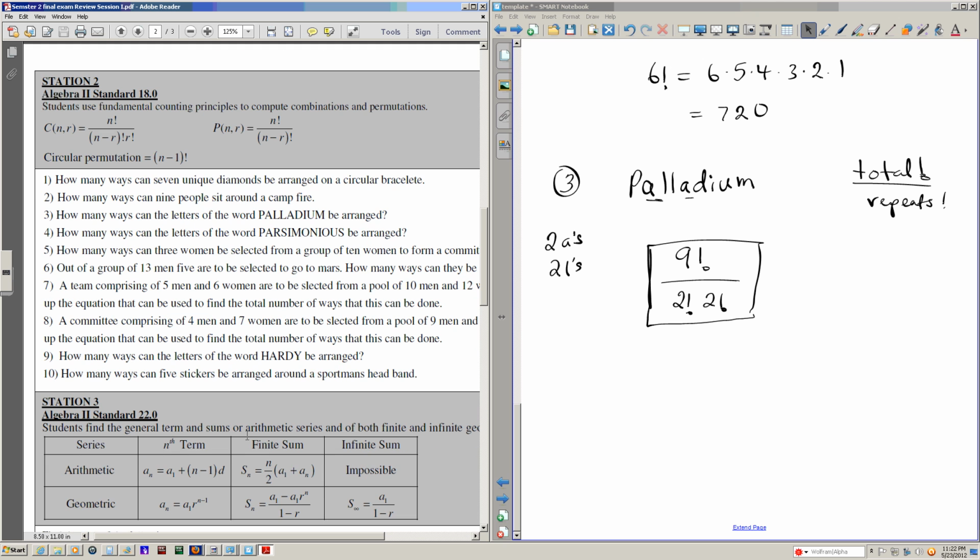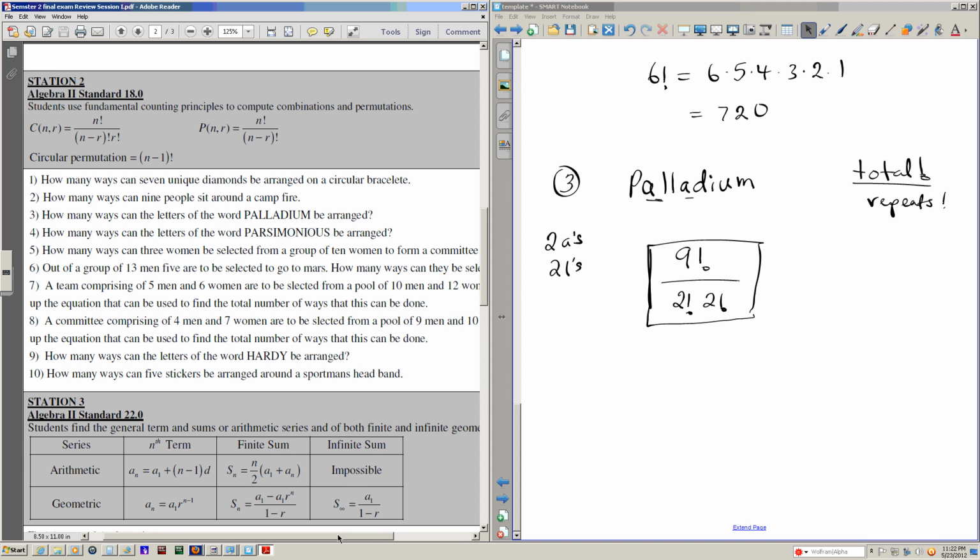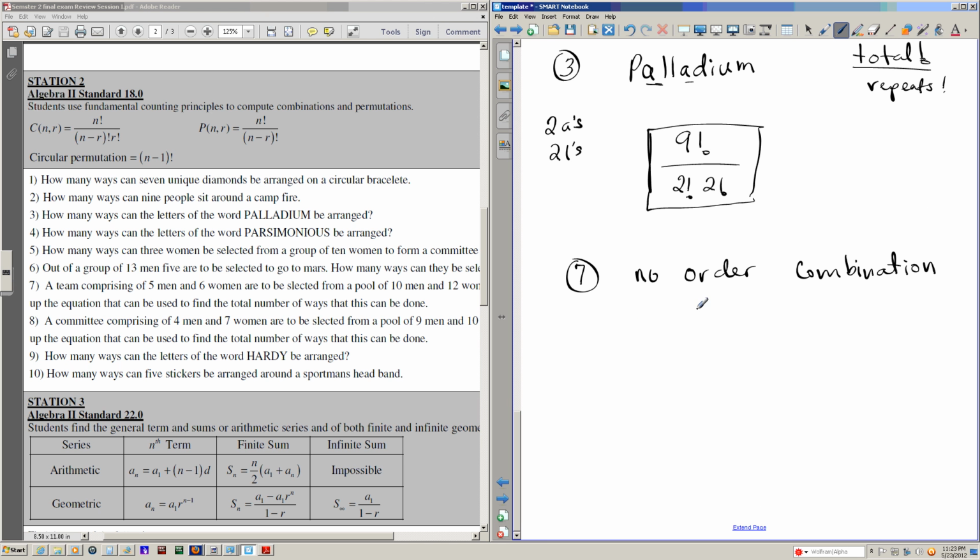Now, moving along, let's take a look at number 7. Number 7 says that a team comprising 5 men and 6 women is to be selected from a pool of 10 men and 12 women. What is the total number of ways that this can be done? Since these men and women are just being selected without any order, it's going to be combination. If they are being selected to fill specific spots, then it will be permutation because order will be important there. So we're going to be using combination.